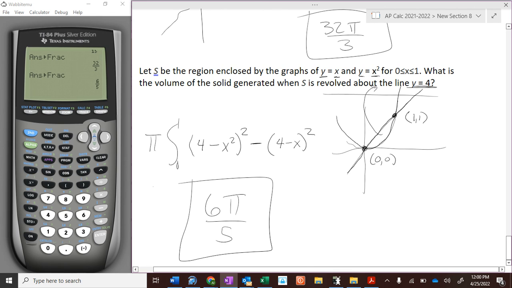That's it. So it's 4 minus x squared because the 4 is on top. 4 is way up here on this line. So the distance to here minus the distance to here gives me the distance in between, and that's what we're looking for, how much distance is in between. That makes sense. All right. So that's the washer method.